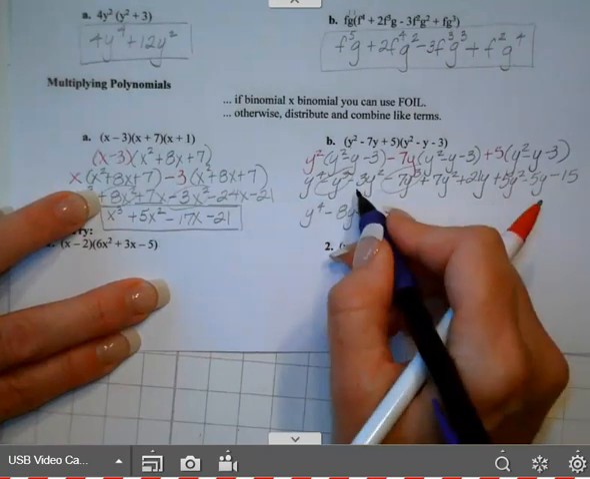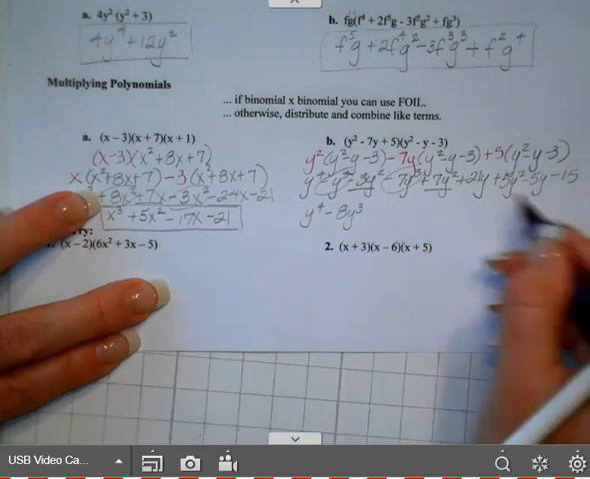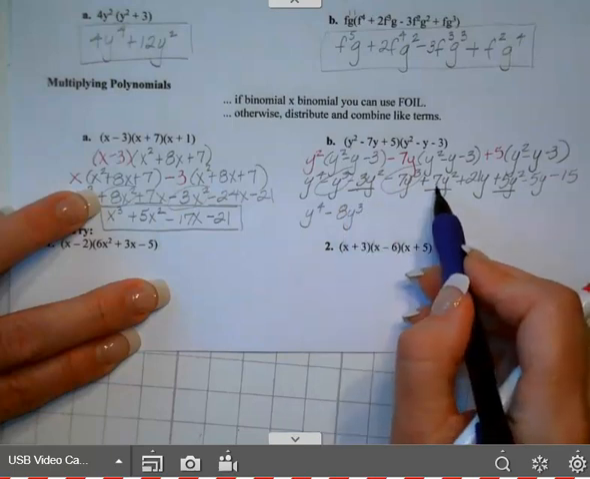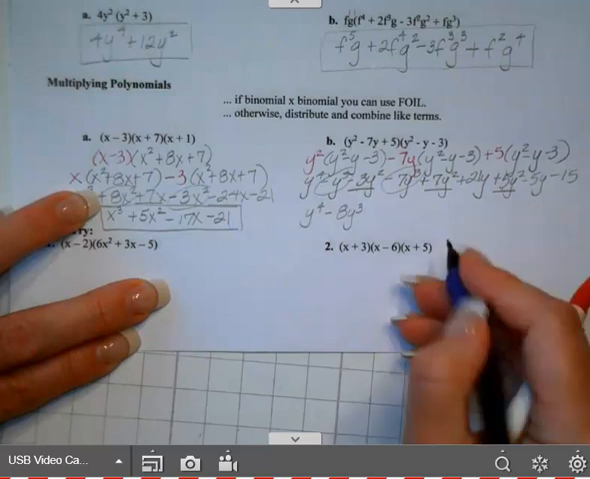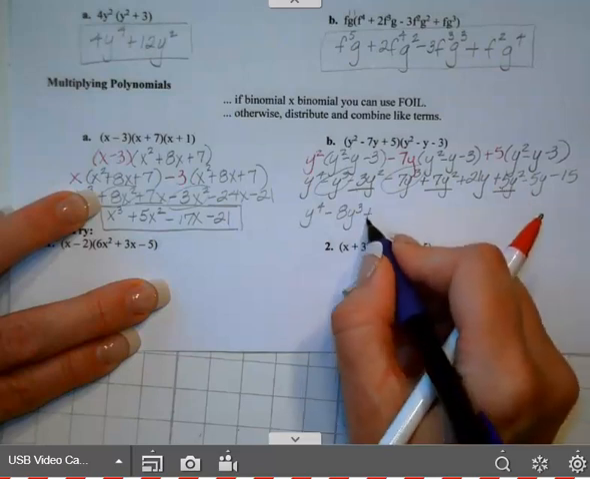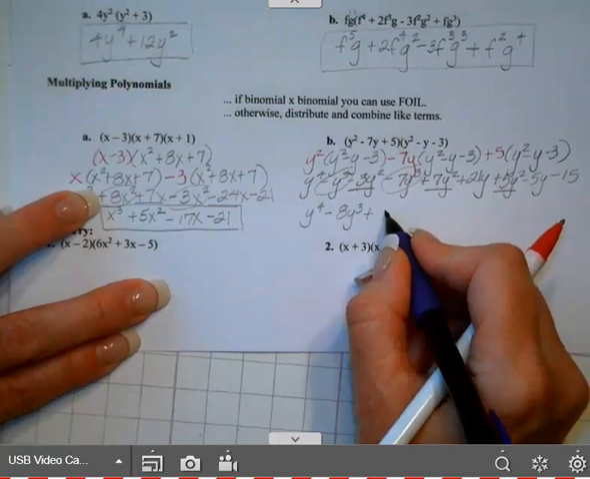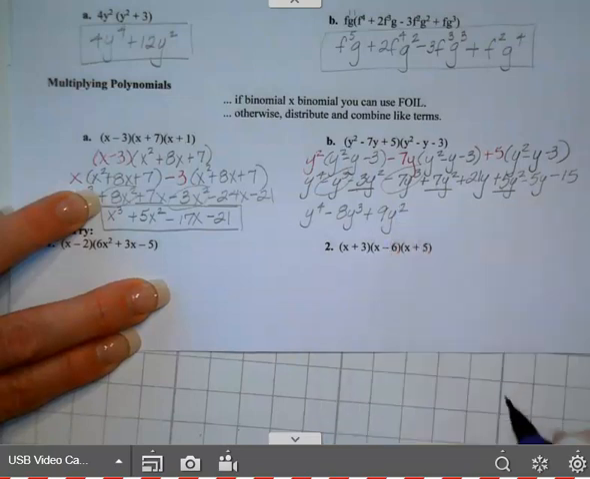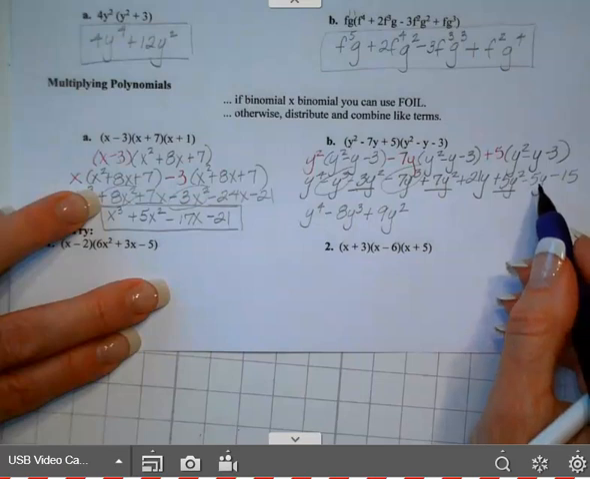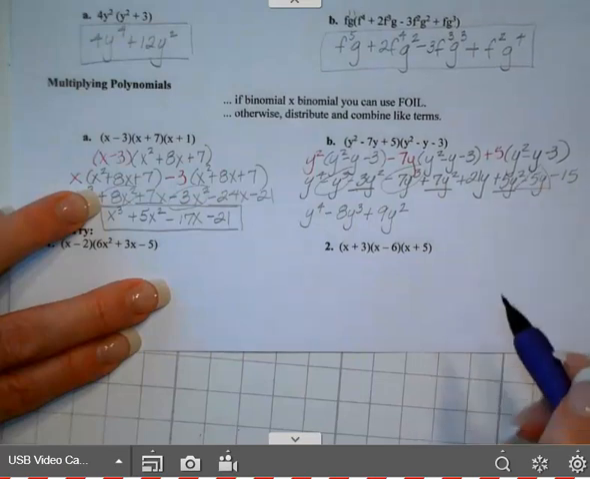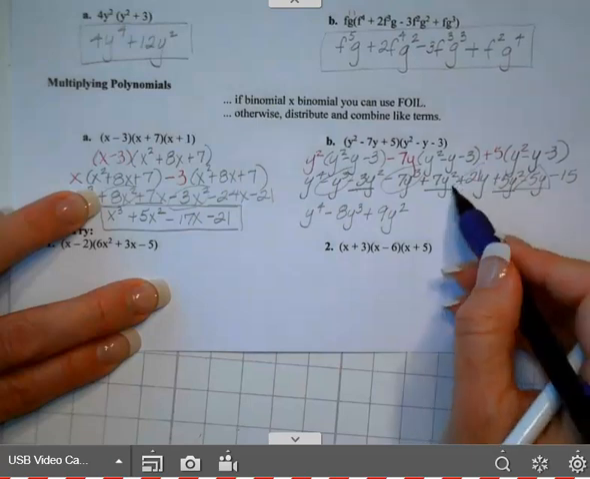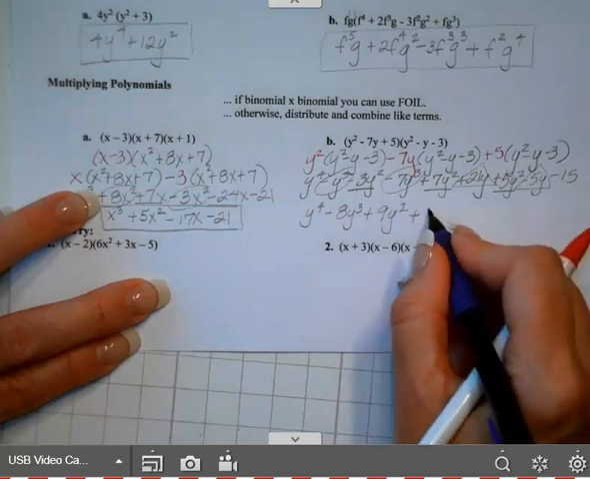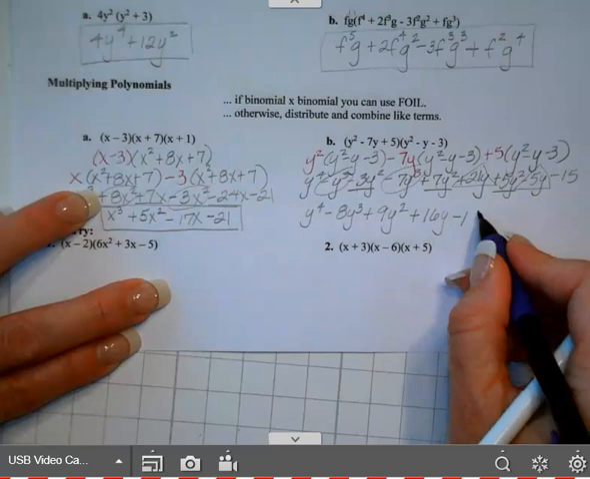And then my y squared terms, it looks like I have one here, a y squared term here, and one here. So negative 3y squared plus 7y squared plus 5y squared gives me 9y squared. And then I have a y term there and one here. So when I combine 21y minus 5y, that'll give me 16y. And then my constant is minus 15.